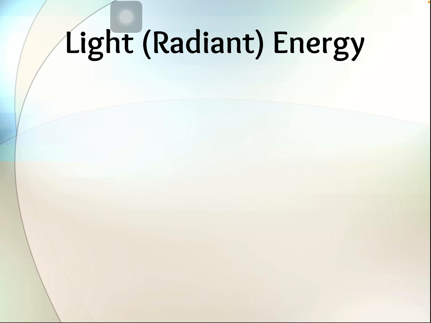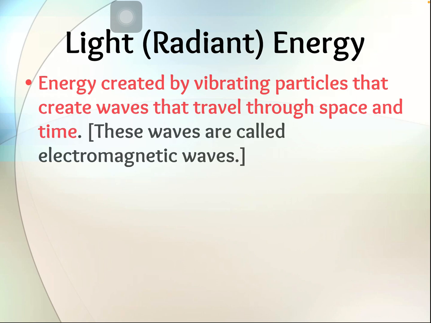All right, next form of energy is called light, sometimes also known as radiant energy because it travels in rays away from things. Okay, light is actually created by vibrating particles. And these waves are called electromagnetic waves. Now, there's lots of different kinds of electromagnetic waves, and we can spend a week talking about them.